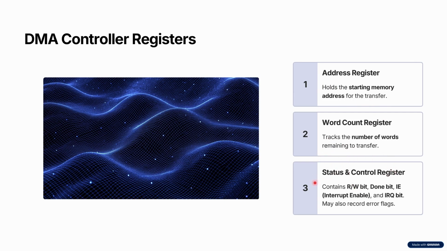And the next is the status and control register. It contains the read or write bit, the done bit, and interrupt enable along with the IRQ bit, that is the interrupt request bit. It may also record error flags, like overflow error.